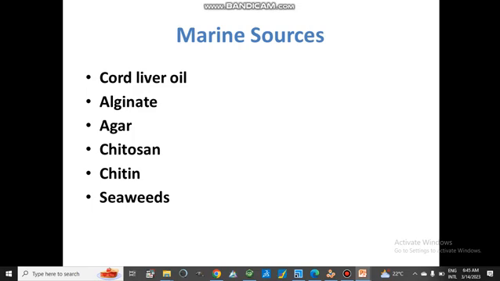Marine sources. From marine sources, we obtain different kinds of compounds which can be used for different purposes as medicine also, like cod liver oil, alginate, and agar. Alginate is obtained from seaweeds. Chitin is obtained from crustaceans and mollusks, and the chitin is converted into chitosan. So these can be used for different purposes or different medicines.